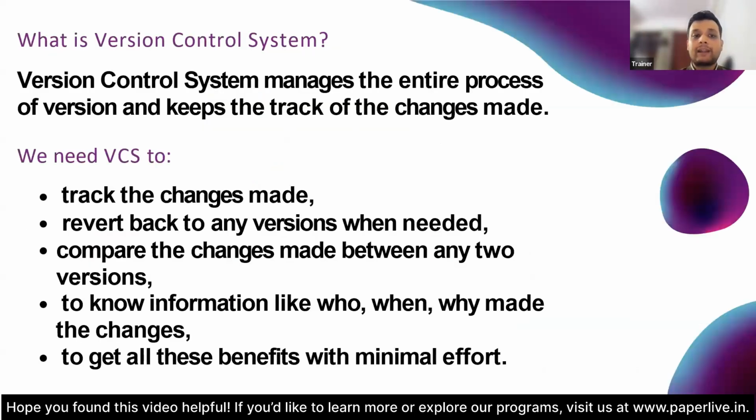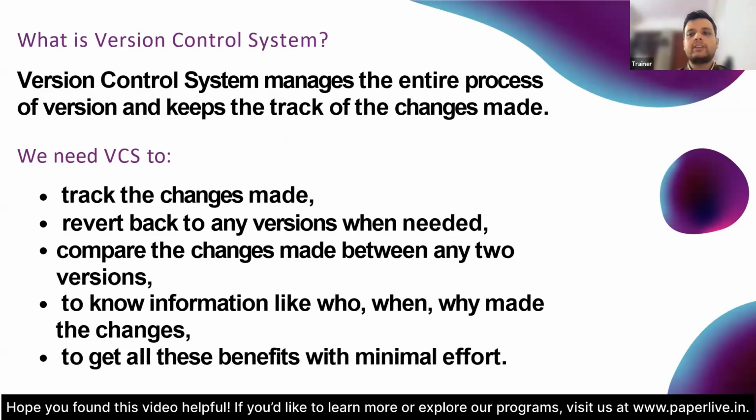So a version control system tracks the changes made. Any changes you are making to any of the files, it is going to keep track of. You can revert back to any changes. Whenever you want to go from version V1 to version N-2, N-3, N-4, you can easily go. It can also do the comparison.